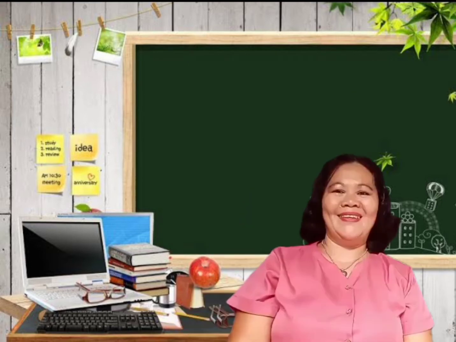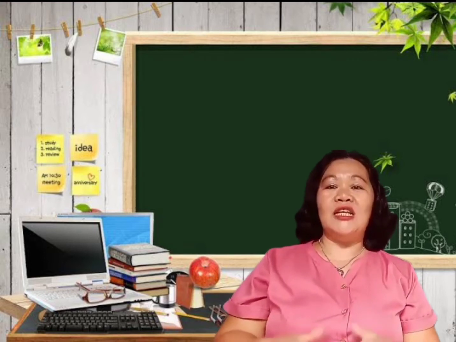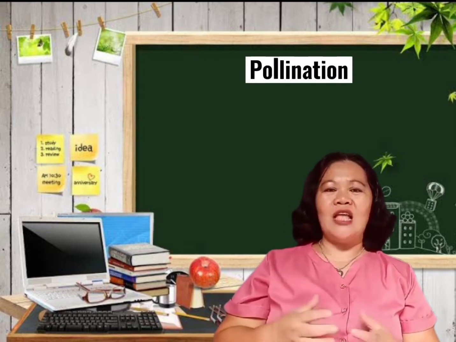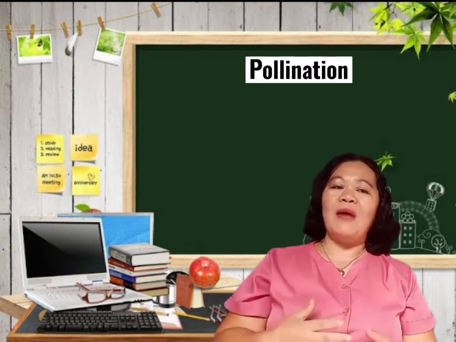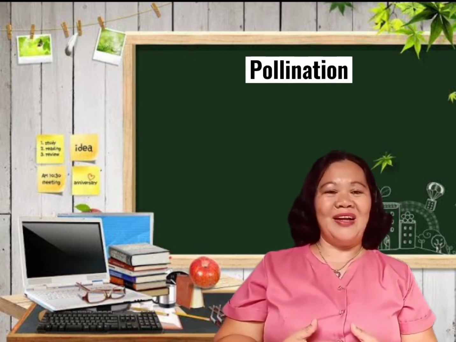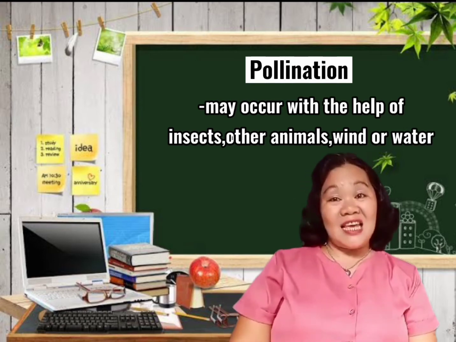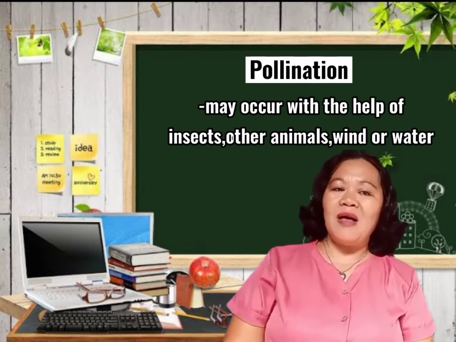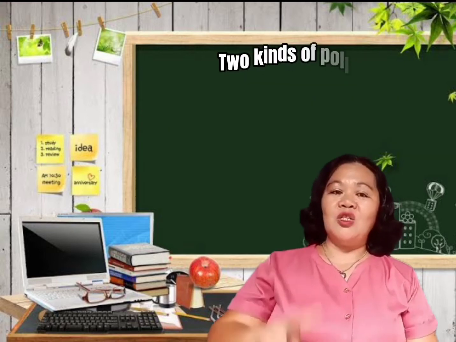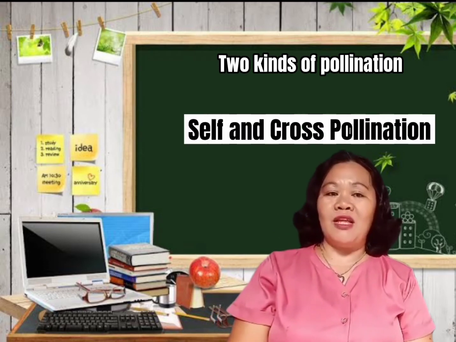Now, the fertilization in the flower begins with pollination, the transfer of pollen from a stamen to the stigma of another flower. Pollination may occur with the help of insects, other animals, wind, or water. There are two kinds of pollination, the self and the cross-pollination.